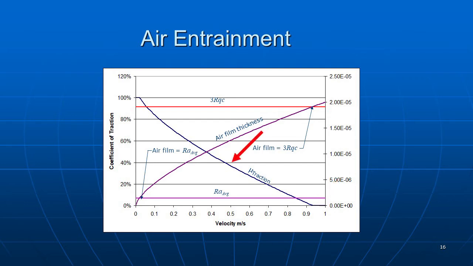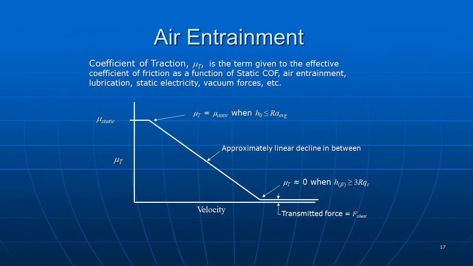And what Keith did is, in between these 2 points, he basically just put a straight line between them. And so you come up with a fairly easy to understand graph: when the air film thickness is less than the Ra value, you've got complete traction. When it exceeds the 3Rq value, you have no traction. And in between those two, it was pretty well approximated by a straight line relationship. And that, again, is easy enough to model.